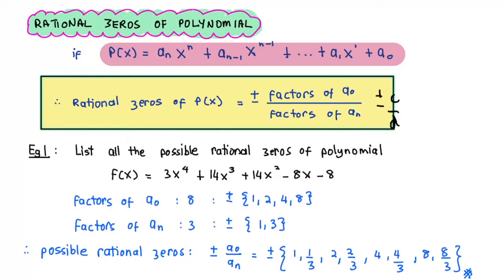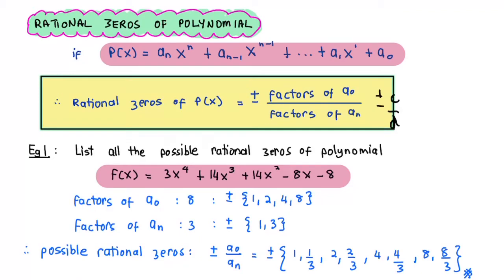So let's try with this example here. You are given f(x) equal to 3x to the power of 4 plus 14x cubed plus 14x squared minus 8x minus 8. So let's find the factors of your constant. The constant here is minus 8. So don't worry about plus minus because the symbol here is already taken care of. So now let's focus on 8. So the factors of 8 are 1, 2, 4, 8.